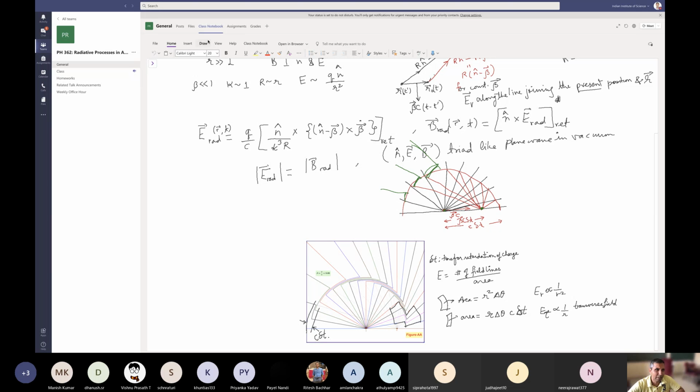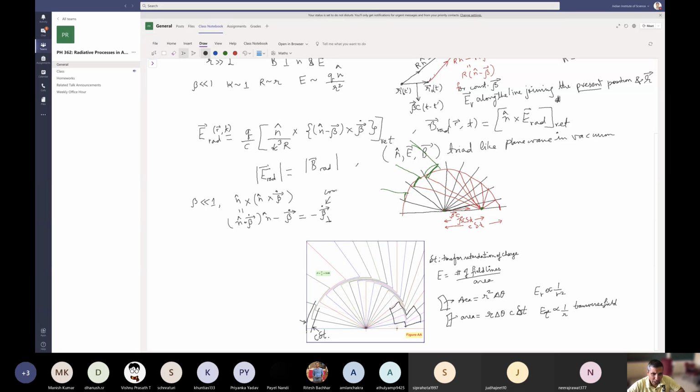Let me just draw. So for beta much less than 1, n hat. And recall that this whole thing is calculated at the retarded time, at a time which is somewhat earlier than the present time. So n hat cross beta dot, and beta dot is this acceleration term, right? From the vector identity, this is n hat dot beta dot in the direction of n hat minus n hat dot n hat, which is 1. So basically this is equal to minus beta dot perpendicular.